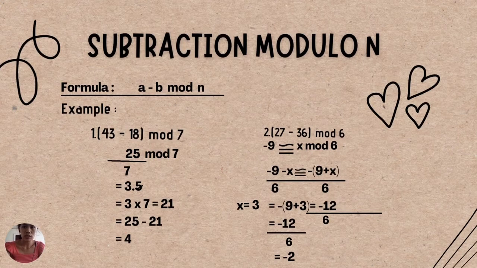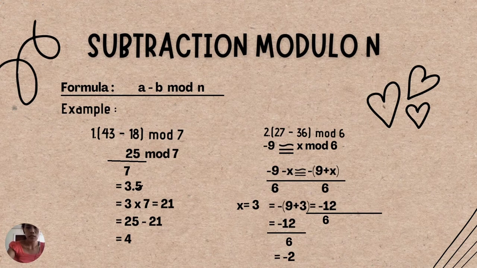In subtraction, it is sometimes confusing, but if you just follow the rules, you can solve it correctly. Example number 1, 43 minus 18 mod 7 equals 25, divided by 7 equals 3.5. Get the whole number. 3 times 7 equals 21. 25 minus 21 equals 4. So 4 is the remainder of 43 minus 18 mod 7.